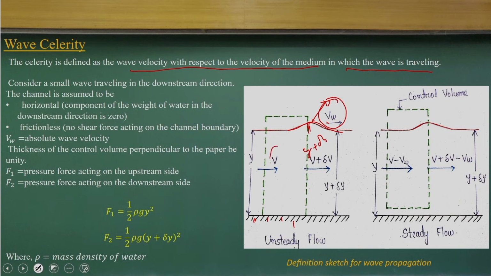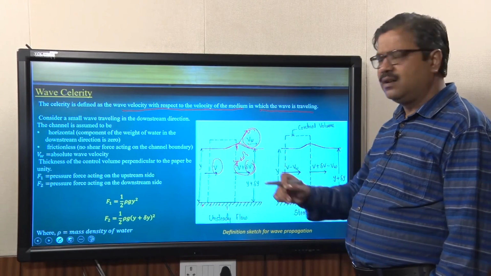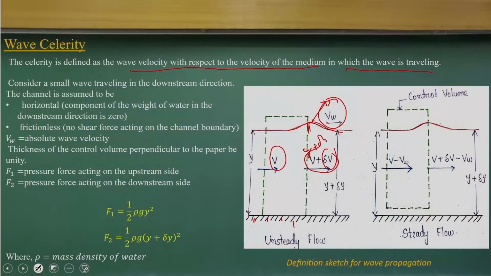The medium is moving with velocity v, and because of this change in the wave, we have a change of the velocity to v plus delta v. There is an increase in the velocity. In a similar way, there is an increase of flow depth from y to y plus delta y. So this is the unsteady flow condition.